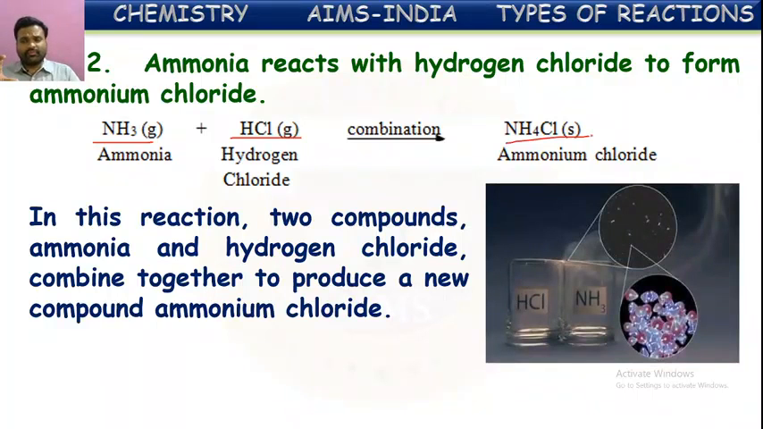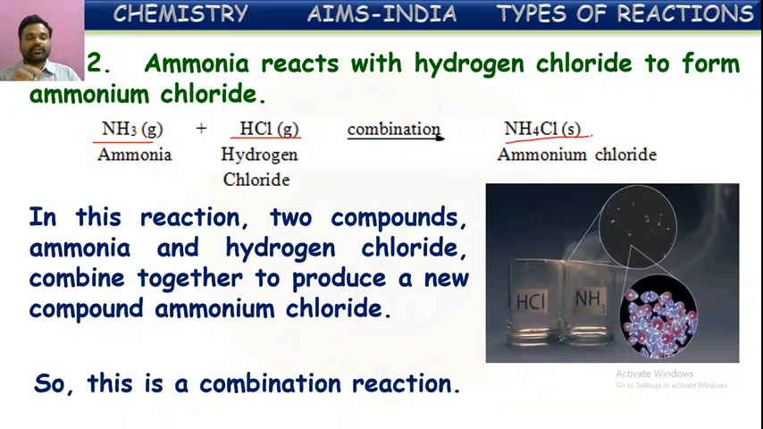The ammonium chloride formed appears as white dense fumes. Hydrogen chloride and ammonia are actually colorless gases. When these two combine, white dense fumes form immediately between the two gases. That indicates the formation of ammonium chloride. So anyhow, it is a combination reaction between two compounds.